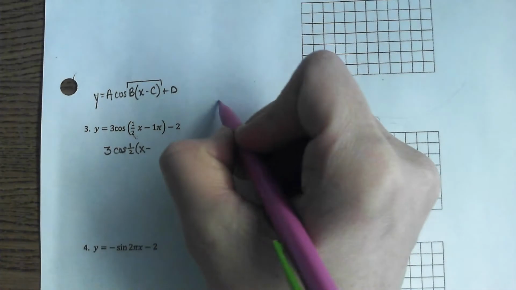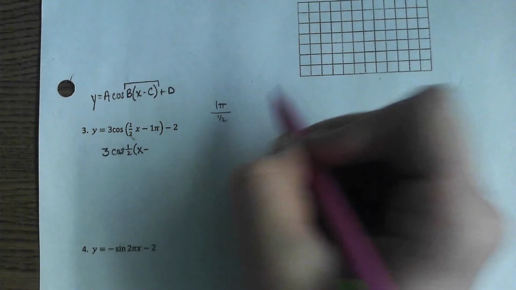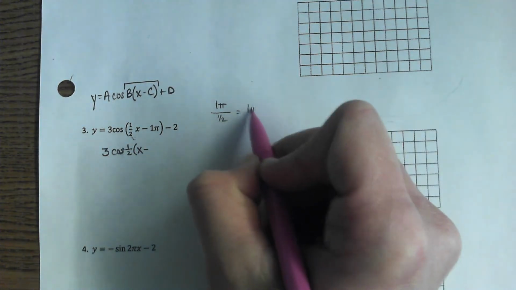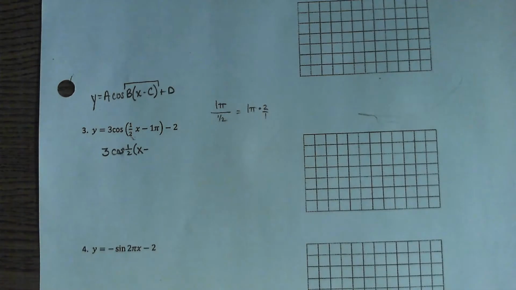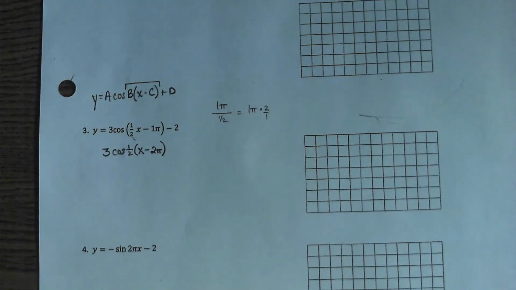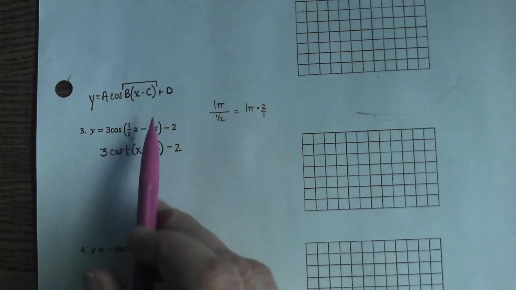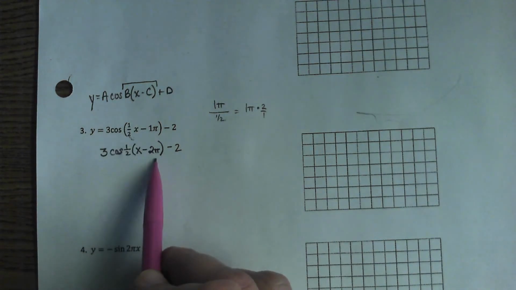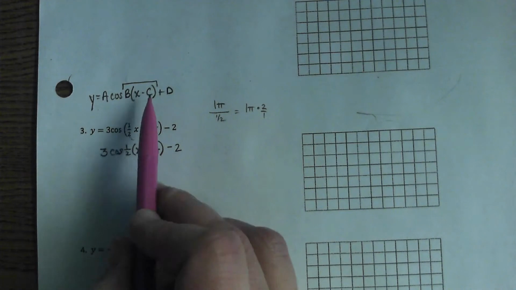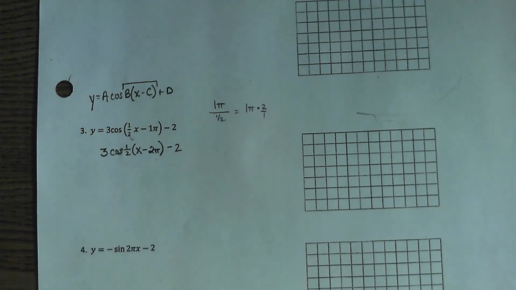What's 1 pi when I divide out a half? 2 pi. I have to keep, change, flip. It's going to be 2 pi. So that's tricky. Having to factor something out there is tricky. But without that, you guys don't know appropriately what your C value is. You don't know your C value and what your phase shift is until that number's been factored out.